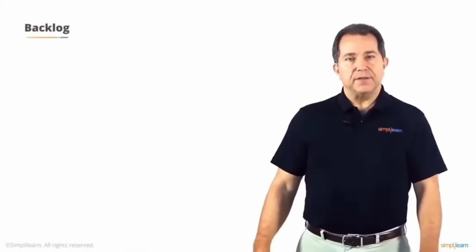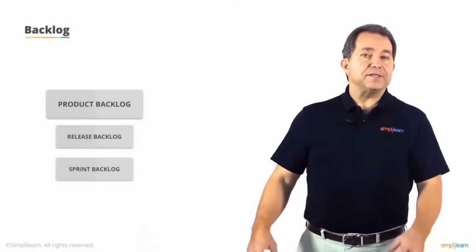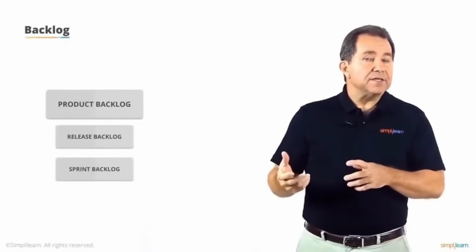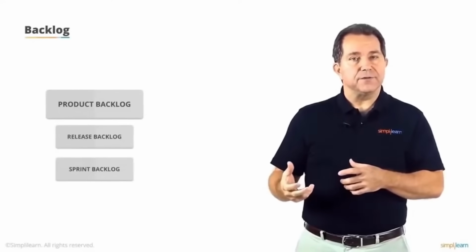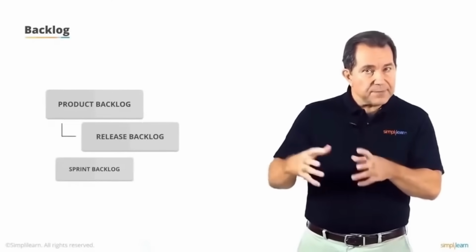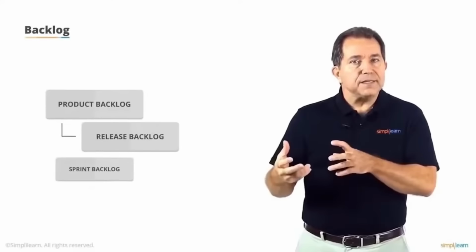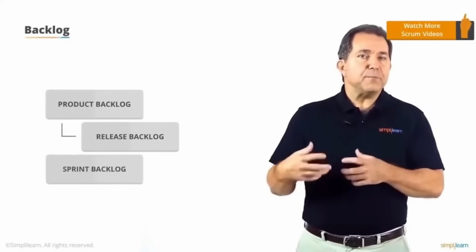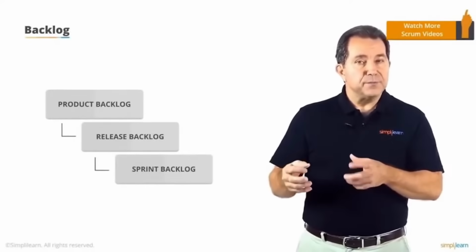There are 3 backlogs used in Scrum: the product backlog, the release backlog, and the sprint backlog. The product backlog is the master container of all the user stories for the project. The product backlog is continually pruned or prioritized so that maximum value is delivered to the customer. The release backlog is a subset of the product backlog. Releases support the product roadmap, and each release is populated with user stories necessary for that release. The sprint backlog is a subset of the release backlog and contains the user stories to be developed in the sprint.